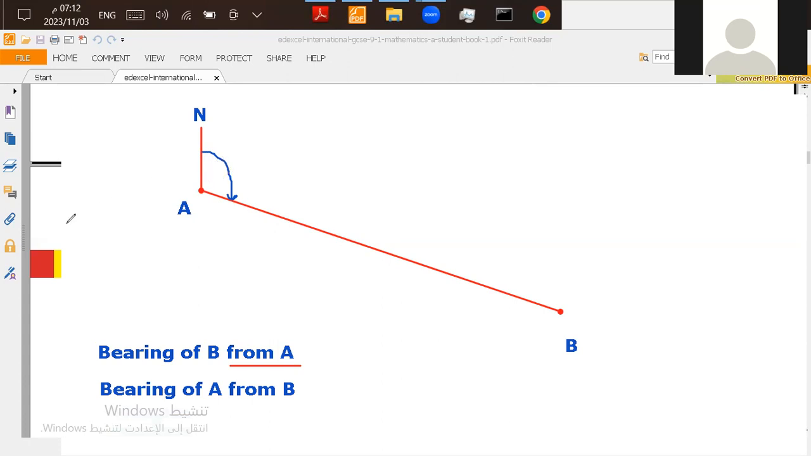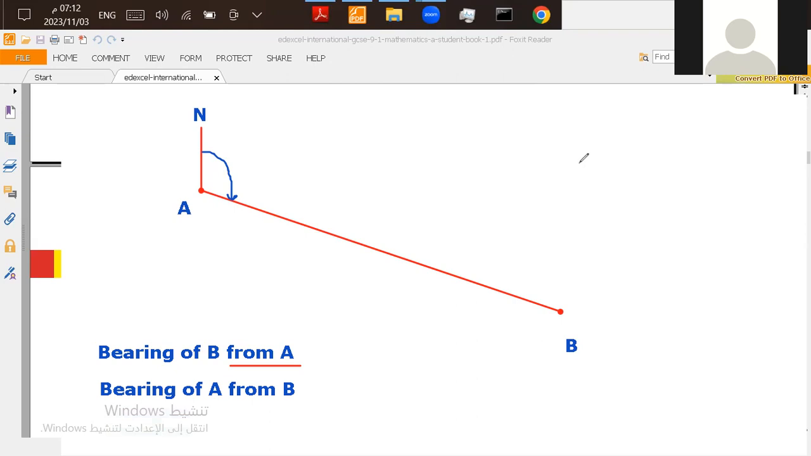Now, the last step you're going to do is find this angle. As we said, it starts from the north line and goes until the line stops you. How do you find this angle? Using the protractor.